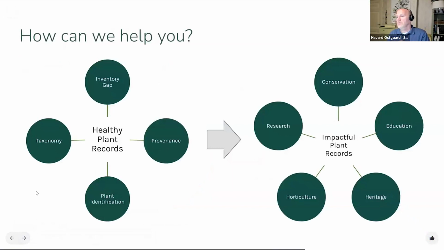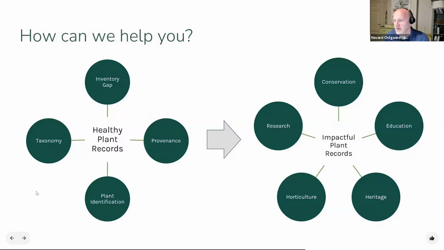Here, I just want to put a bit of emphasis on how we approach this, and how we can help you. The way we think about plant records is that the first step is to get what we call healthy plant records. The reason being that if you can't rely on your data, you can't use it for much anyway. And we have defined healthy plant records as 4 pillars.